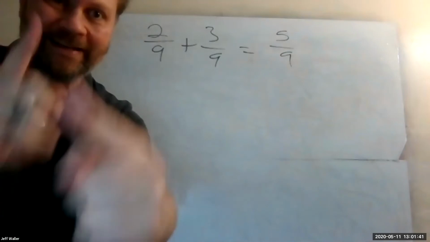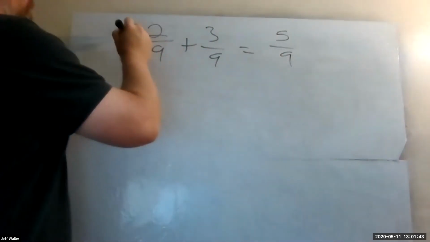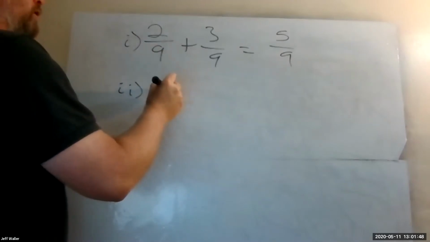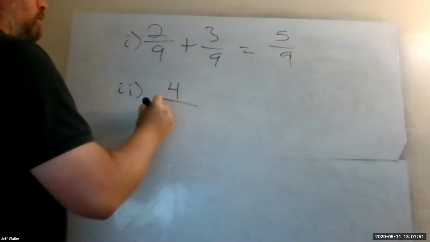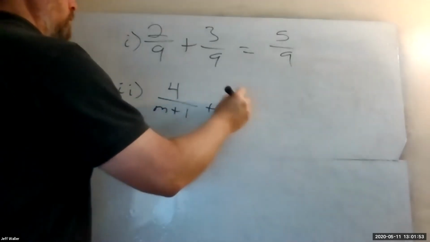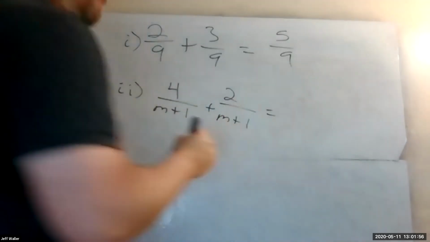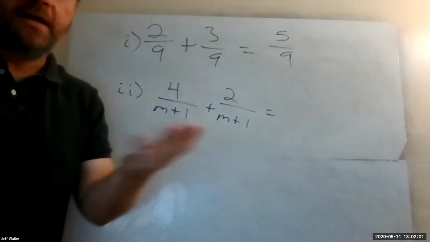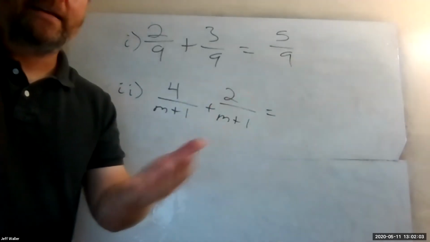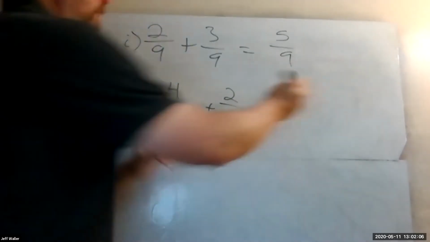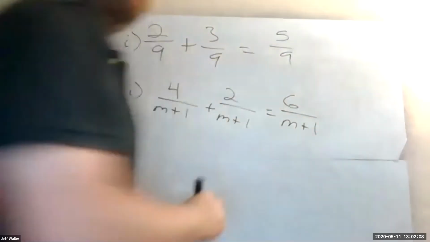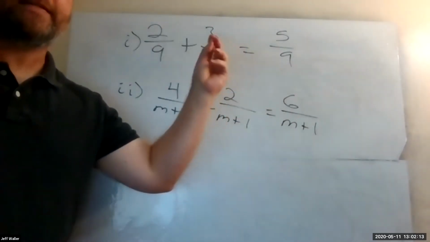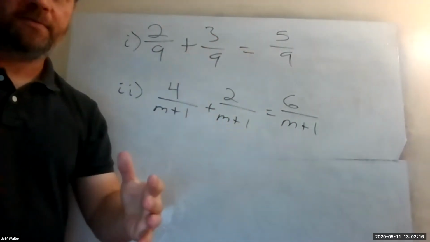So, what's this? Got it. You can do it, Jeff. 6 over M plus 1. So it's 4 of these plus 2 of these is 6 of these. Why was I allowed to do that so easily? Because they had the same denominator.